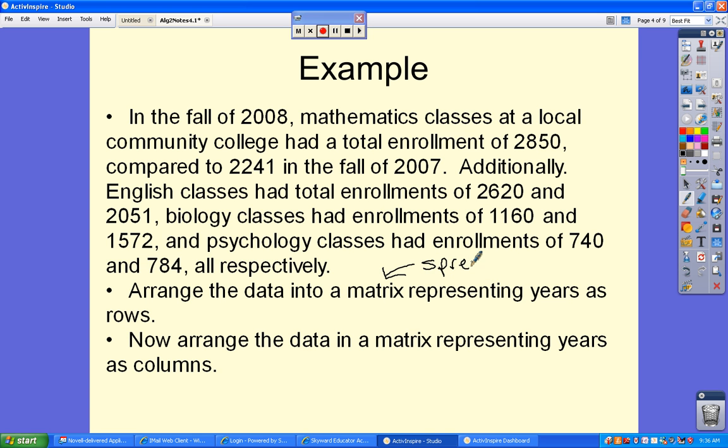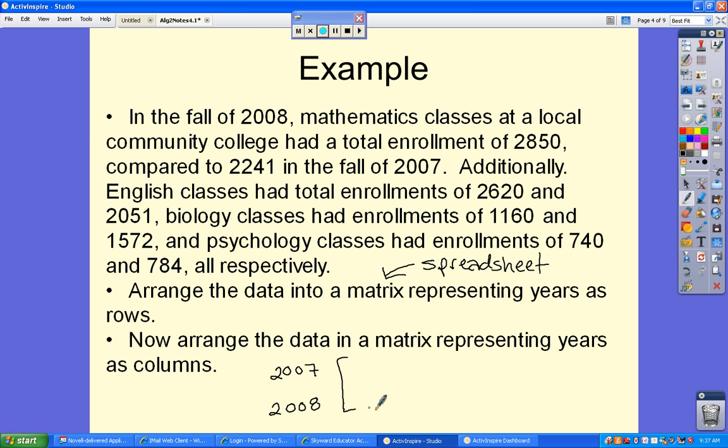Very similar here, okay? And a spreadsheet actually is an example of a matrix, except they don't have the, what do we say they're called? Brackets in place. But it's just really a fancy table, okay? Or a non-fancy table for that matter. So we're going to arrange this, and they want years as the rows. Remember, rows go left to right. So what are the 2 years we're talking about? It looks like 2007 and 2008.